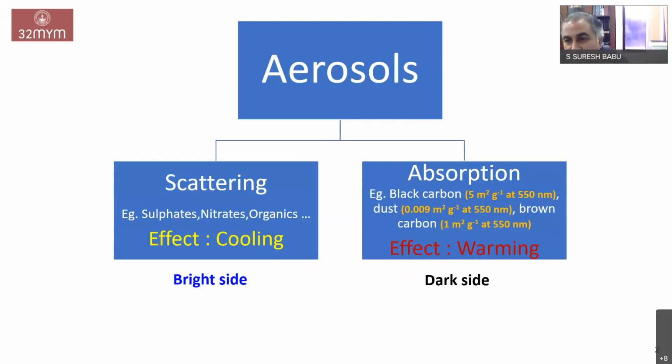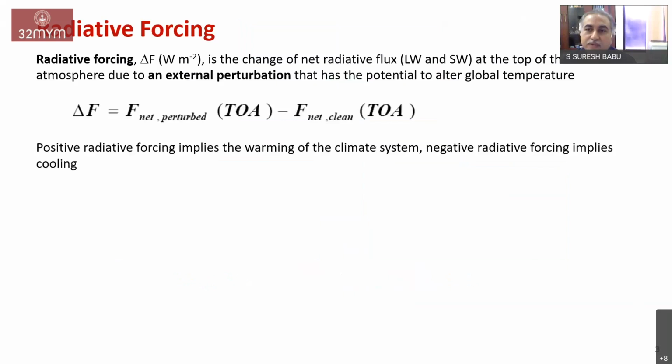Broadly, aerosols are of two types: aerosols which scatter radiation and aerosols which absorb radiation. Scattering aerosols are basically sulfates, nitrates and organics. When it comes to absorption, it is basically black carbon, as mentioned in the previous talk, and dust also contributes to absorption of radiation. So aerosol radiative forcing, through interaction especially with short-wave radiation, affects the radiation balance of the Earth atmospheric system.